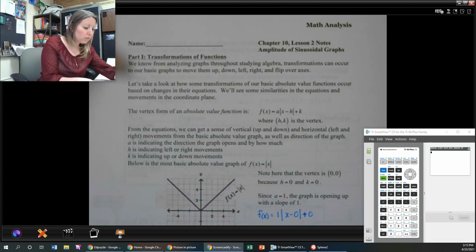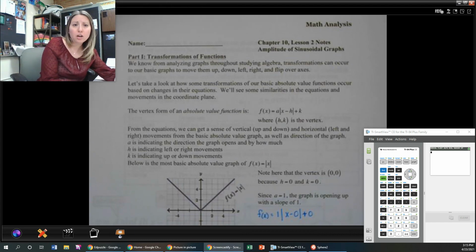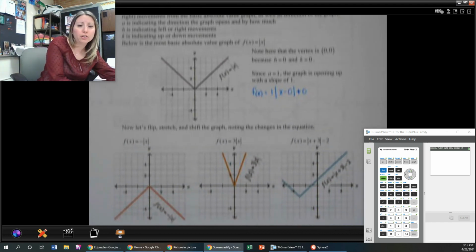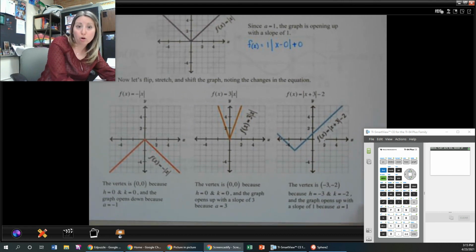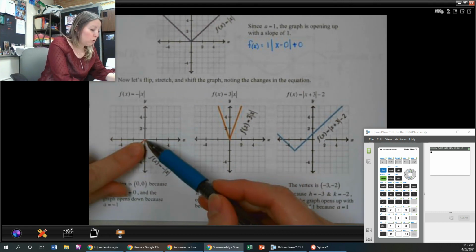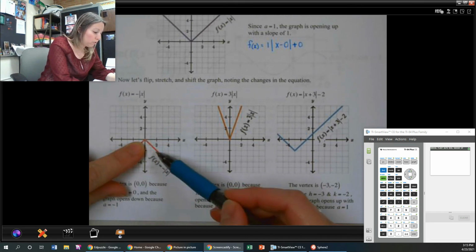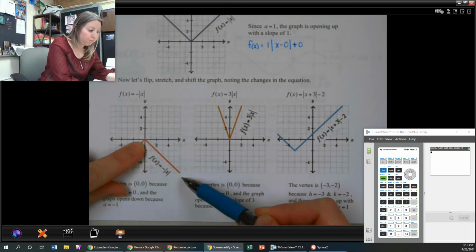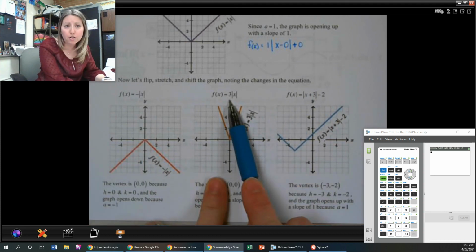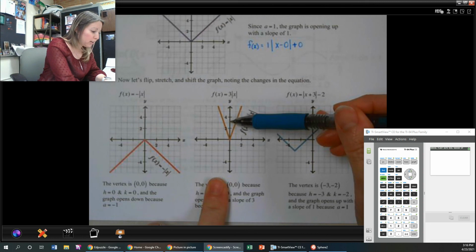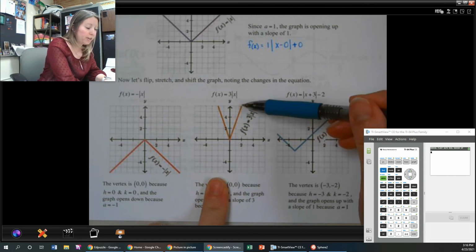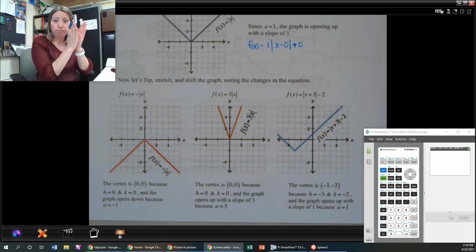Now let's look at those equation changes that actually flip it upside down. Well, that's a negative 1 as a slope. So now to the right of the vertex, you're actually down 1 and right 1. So that's why we're flipped this direction. If we throw a 3 in front of the absolute value bars, the slope is now up 3, right 1, up 3, right 1. That's the narrowing.